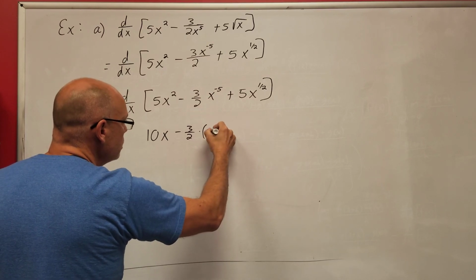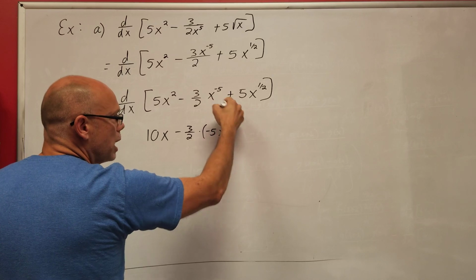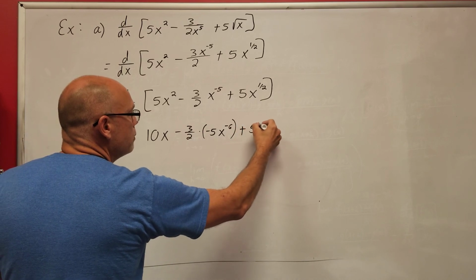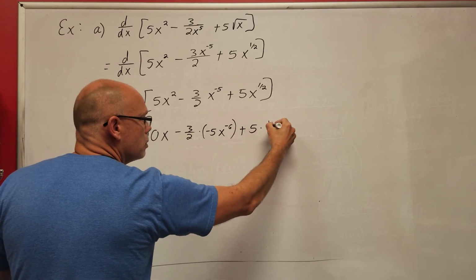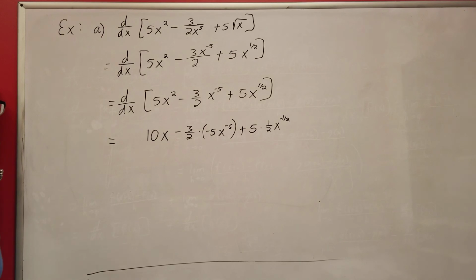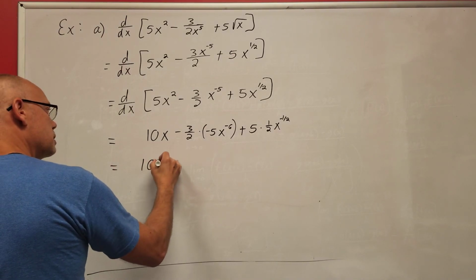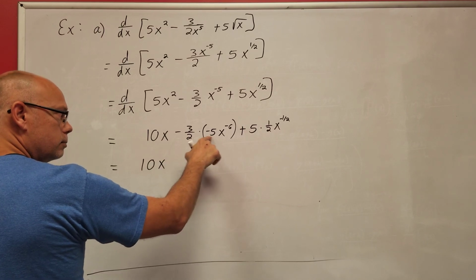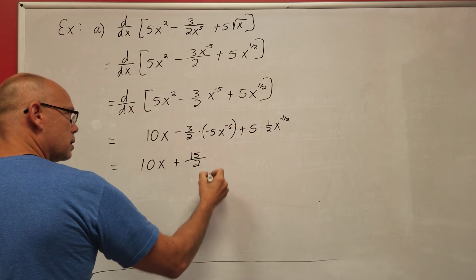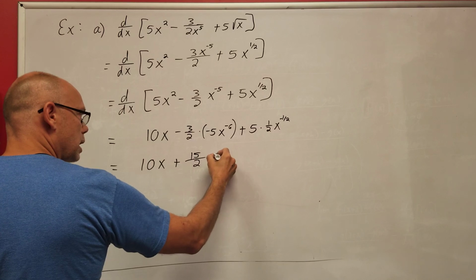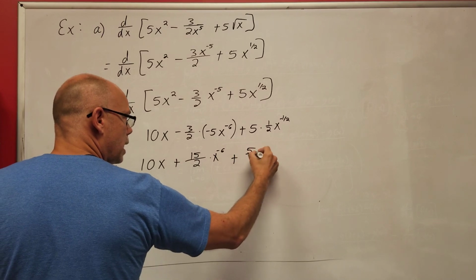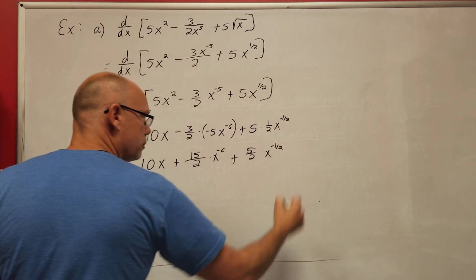Negative 5 times x to the what? Remember, subtract 1 from that. Negative 6. Plus 5 times, let's take the derivative of this part. That's 1/2 x to the negative 1/2. All right, so this gives me 10x, that's 5. But let's multiply this stuff. Negative times a negative will give me a positive. And 5 times 3 gives me 15, and that's over 2, times x to the negative 6. Plus, this is 5 halves, x to the negative 1/2.